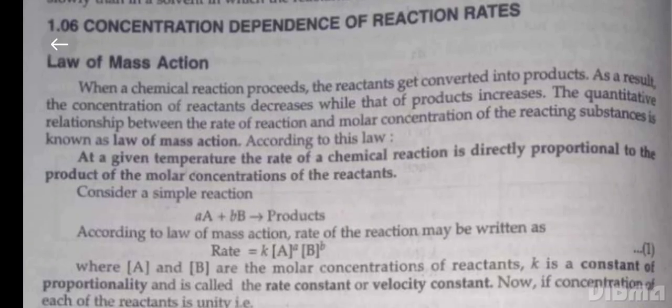Concentration dependence of reaction rates. Law of mass action. When a chemical reaction proceeds, the reactants get converted into products. As a result, the concentration of reactants decreases while that of products increases. The quantitative relationship between the rate of reaction and molar concentration of the reacting substances is known as the law of mass action. According to this law, at a given temperature, the rate of a chemical reaction is directly proportional to the product of the molar concentrations of the reactants.